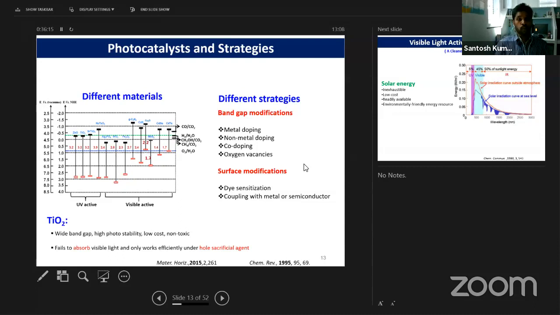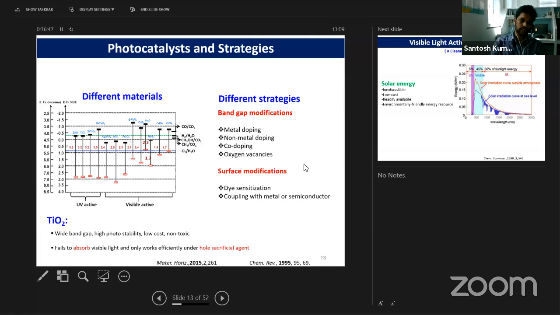But what is more important is the surface modification. Surface modification with, for example, dye sensitization, what you see in solar cell applications, and also coupling with another small band gap semiconductor which can absorb visible light. So here two jobs can be done. One, the small semiconductor you're coupling with, for example, let's take titania and let's say copper oxide. It has a band gap of around 2.2.